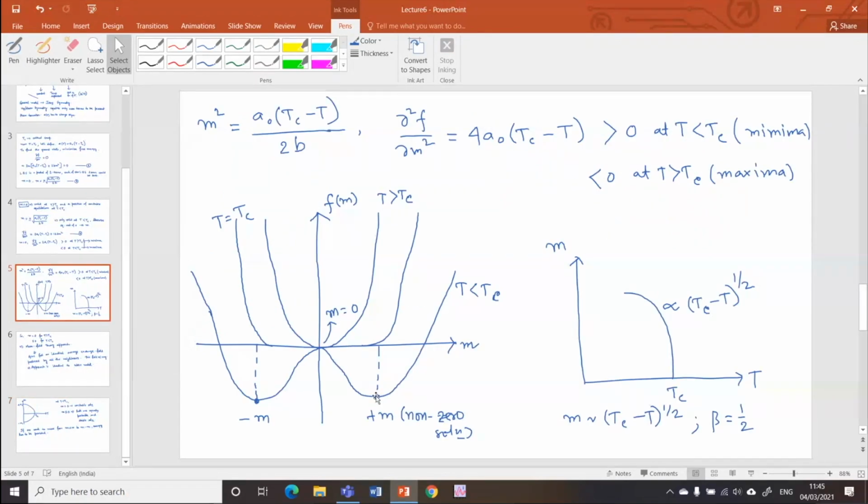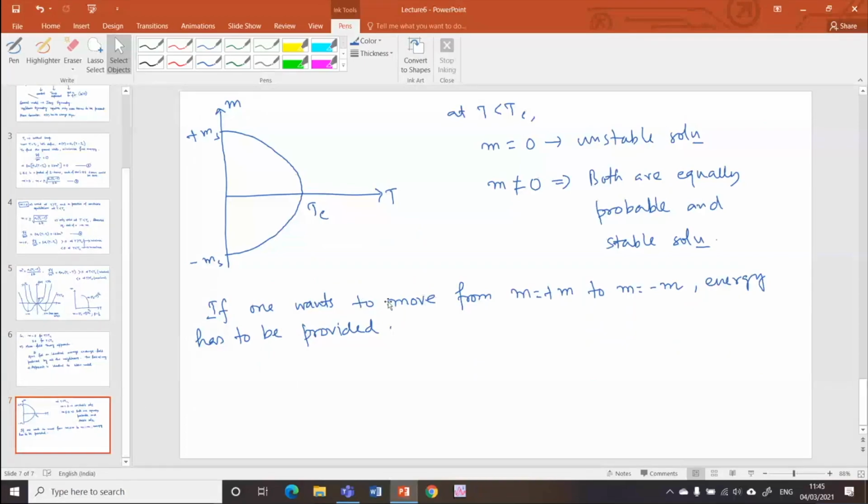What I'm saying is that let's say this is my stable solution. If I want to change the configuration to minus m, then I have to apply a certain amount of energy to overcome this barrier. One of the ways I can do it is by applying a magnetic field.